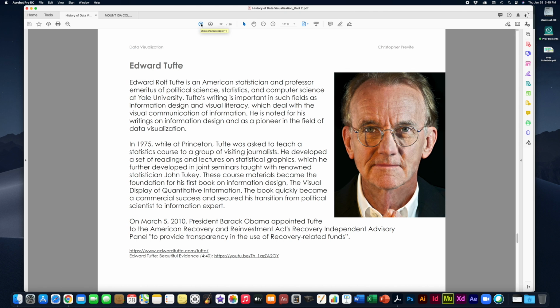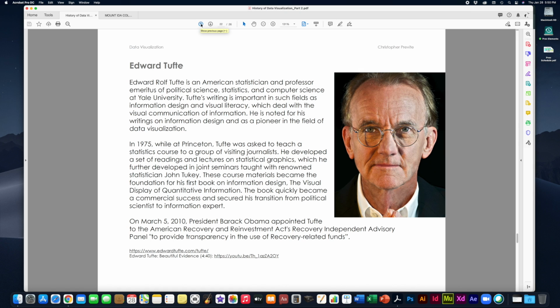So while he was at Princeton in 1975, he was asked to teach a statistics course to a group of visiting journalists. These journalists were writing stories about Princeton University and about statistics as an area of study and practice. And so the school went to Tufte and basically said, would you teach this class to these journalists, just to show them what they want to see, right? And so in this way, Tufte became almost the accidental father of data visualization.